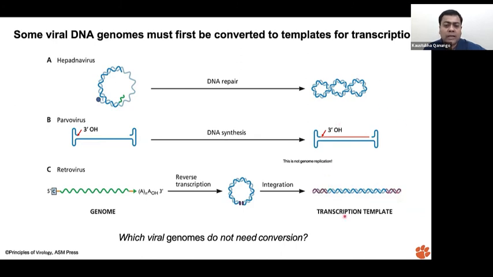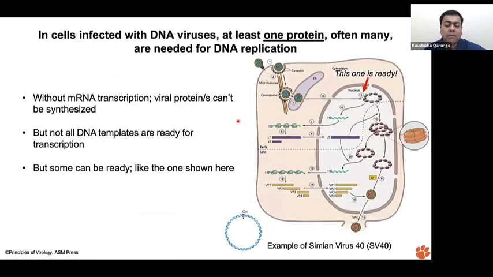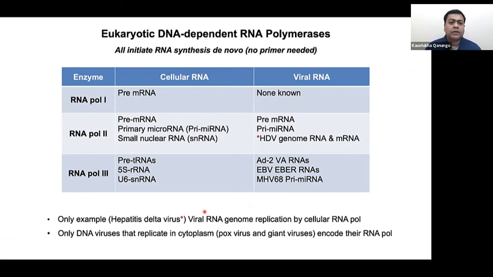So what you can see is that all of them need a double-stranded template before the transcription can begin. Most of them are not ready in that form, and this is how they can be made ready. All right, so now we are going to take a look at what cellular or eukaryotic DNA-dependent RNA polymerases are present to do this function.